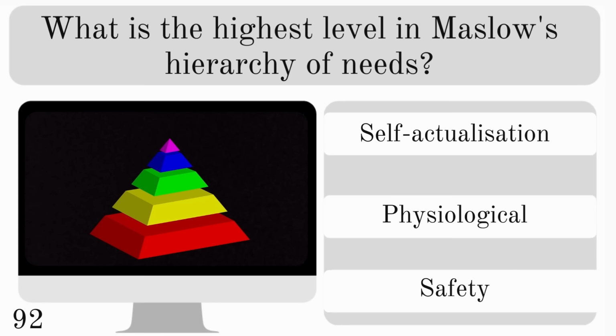What is the highest level in Maslow's hierarchy of needs? Is it self-actualization, physiological, or safety? And it is self-actualization.